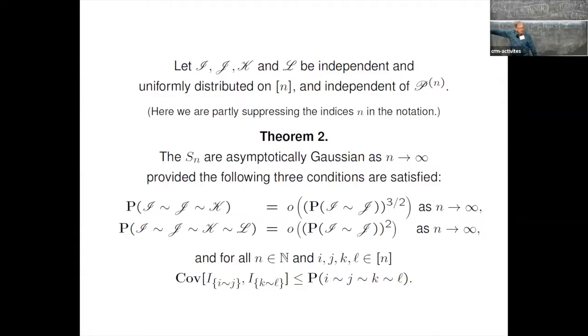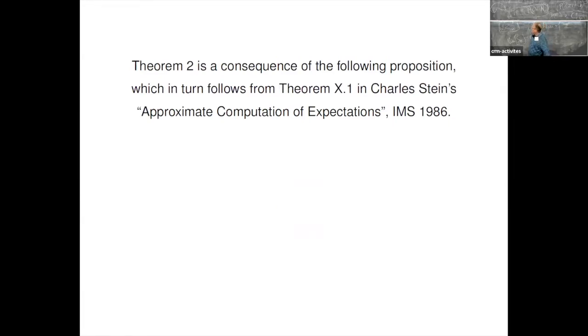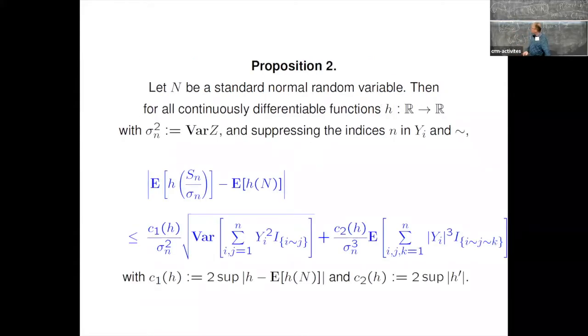This triple coalescence probability, if that is little o of the pair coalescence probability to the 3/2, and if the quartet coalescence probability is little o of the pair coalescence probability squared, and if there is a little correlation inequality holding, which I could also tell more about, then we have the result that the Sn are asymptotically Gaussian. How is this proved? It's a consequence of a proposition which we did not find in the literature, but we extracted from a theorem in these beautiful lecture notes of Charles Stein.